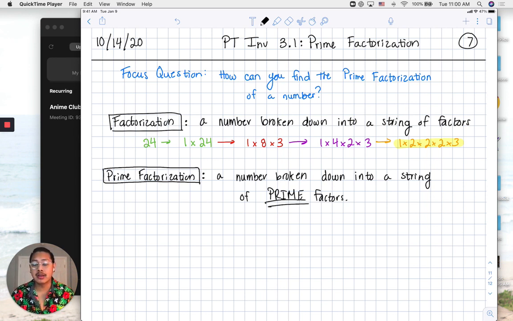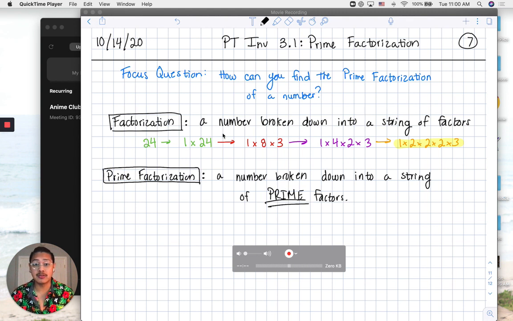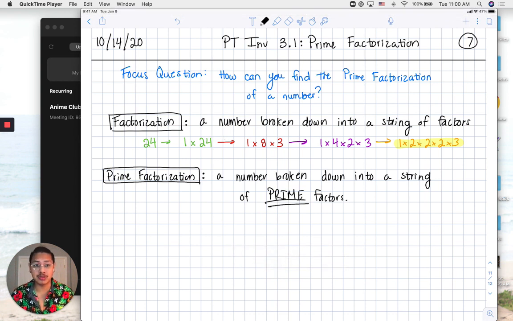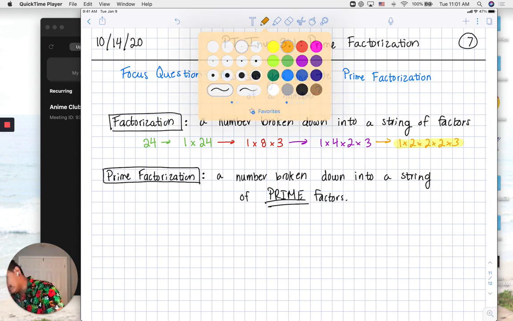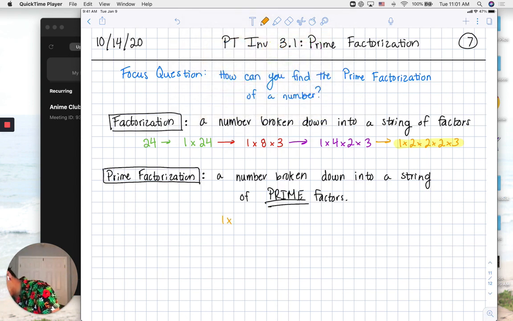Notice how the very last factor string we wrote, the 1 times 2 times 2 times 2 times 3, look at those factors, please. Are they all prime numbers? Yes, they are. So that is what we're talking about. We're going to be breaking down numbers into these factor strings of prime numbers. So this right here is the prime factorization of 24.